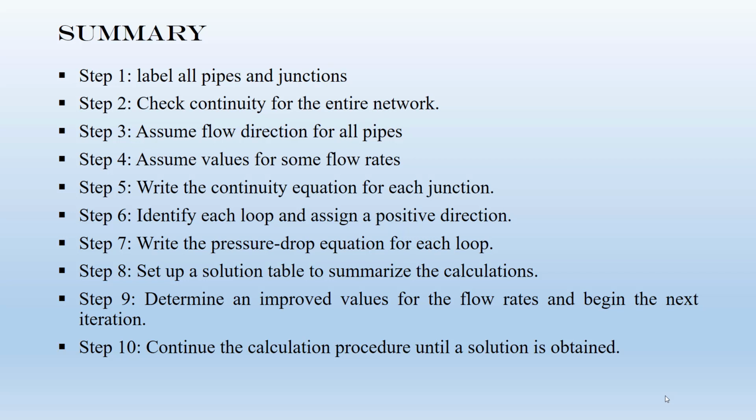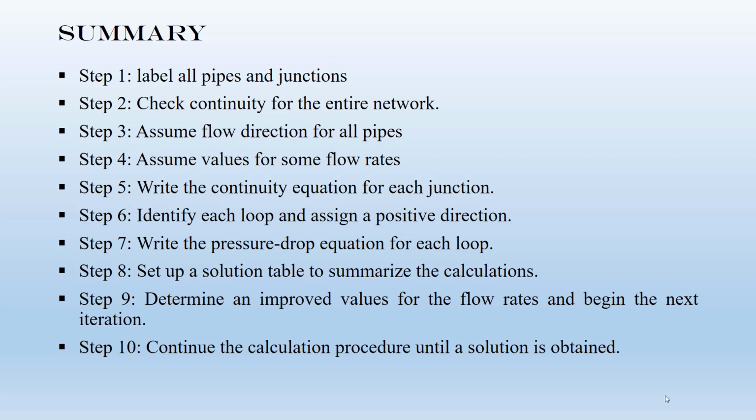So, the first step, you need to label all pipes and junctions. So, you need to write the continuity equation. You need to check it for the entire network. You need to assume flow direction for all pipes. So you need to assume values for some flow rates. In most cases, you need to assume 2 or 3 flow rates, and then by writing the continuity equation or mass conservation equation for all junctions, you can find all other volumetric flow rates.